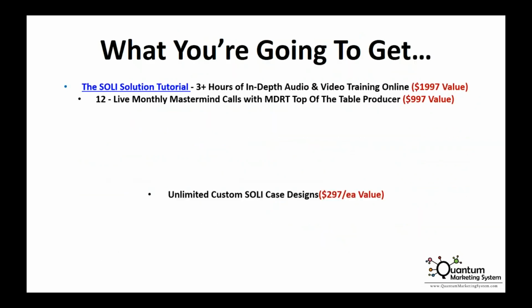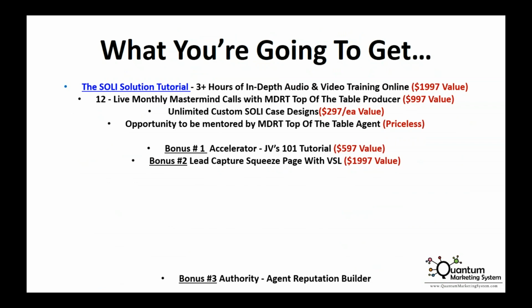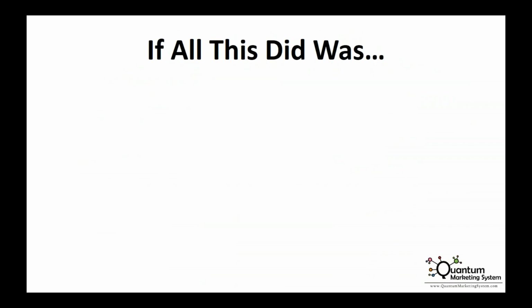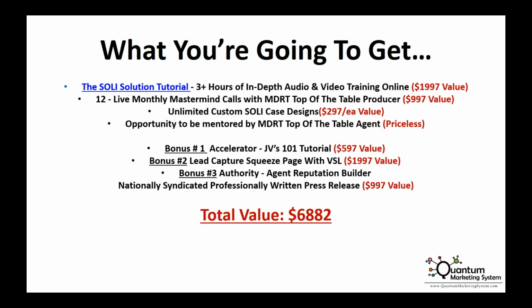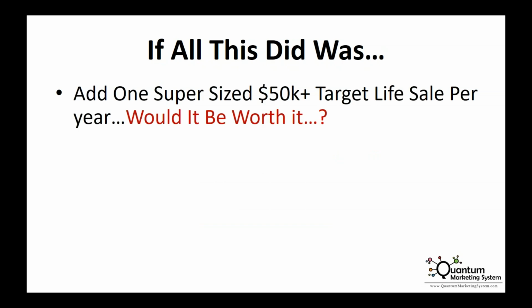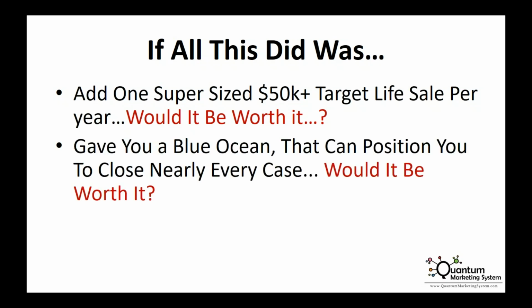So let's summarize quick and we'll get you on your way. This is all the stuff, and we say that it's valued at about $68.82. Now, obviously, I'm not going to charge you $68.82, but if I did charge you $68.82, and all it did was add one supersized case, you know, give you a 50,000 plus target commission a year, would that be worth it to you to get access to all this stuff?